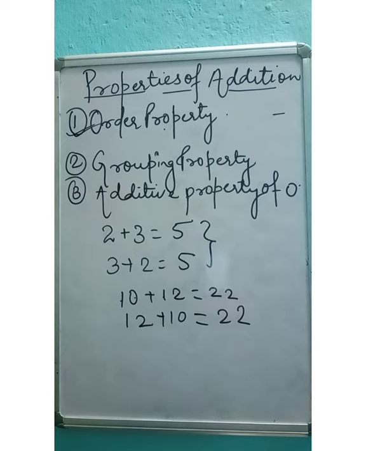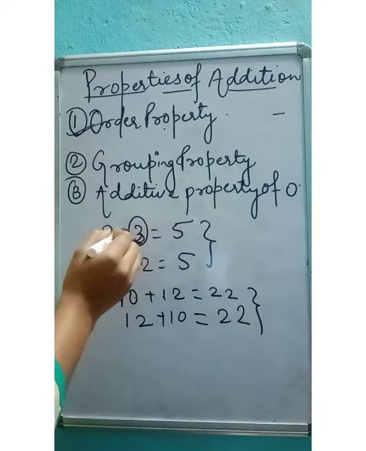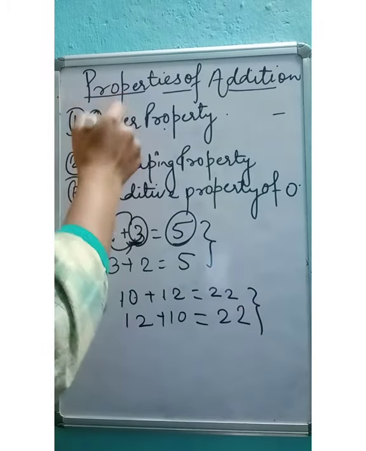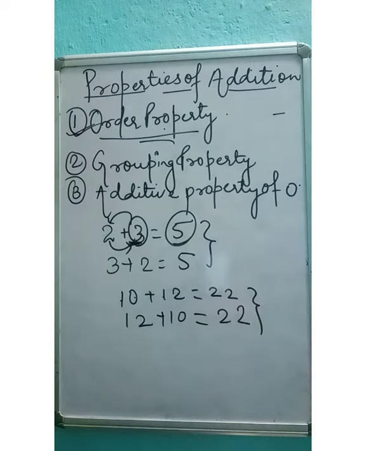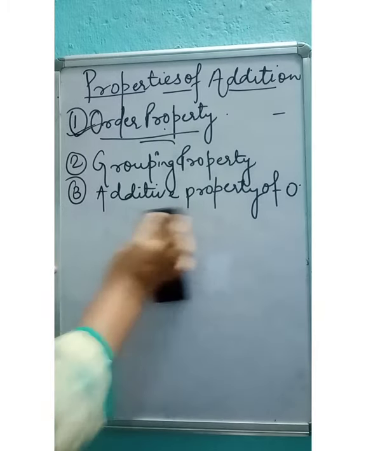So what we observe in both cases is that we get the same answer. So, the sum of 2 numbers does not change when the order of the addends change. Means, these are addends. If the order of addends is changed, then the sum of the numbers is not changed. This is the order property. Now, come to the 4-digit number. I am giving you the example of the 4-digit. I hope you have understood this.